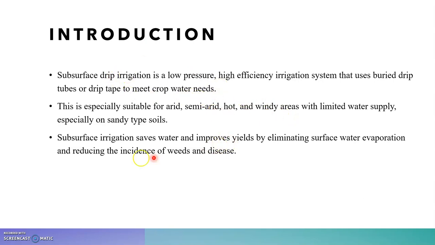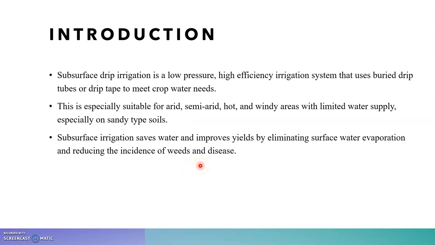Whenever we are laying the tube on the land, we call that a surface drip irrigation system. This is suitable for arid, semi-arid, hot regions where the rainfall is very low and windy areas. We are not able to supply water in the targeted areas if the wind condition is higher in sprinkler irrigation system. It is also good for sandy type soil.